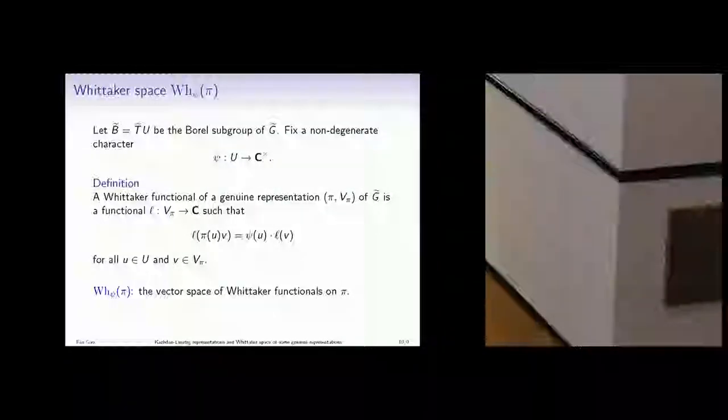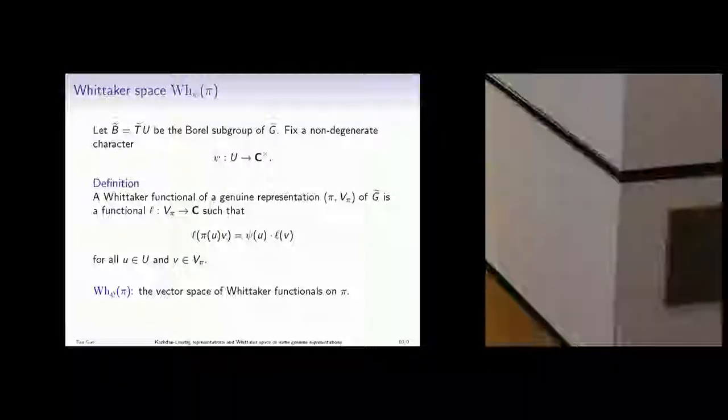So you pick out some non-degenerate character there. You can define the Whittaker functional of any genuine representation as usual, which just means the action of the unipotent on any vector is via this additive character. Usual definition. So I will consider the complex vector space of Whittaker functionals on some pi.